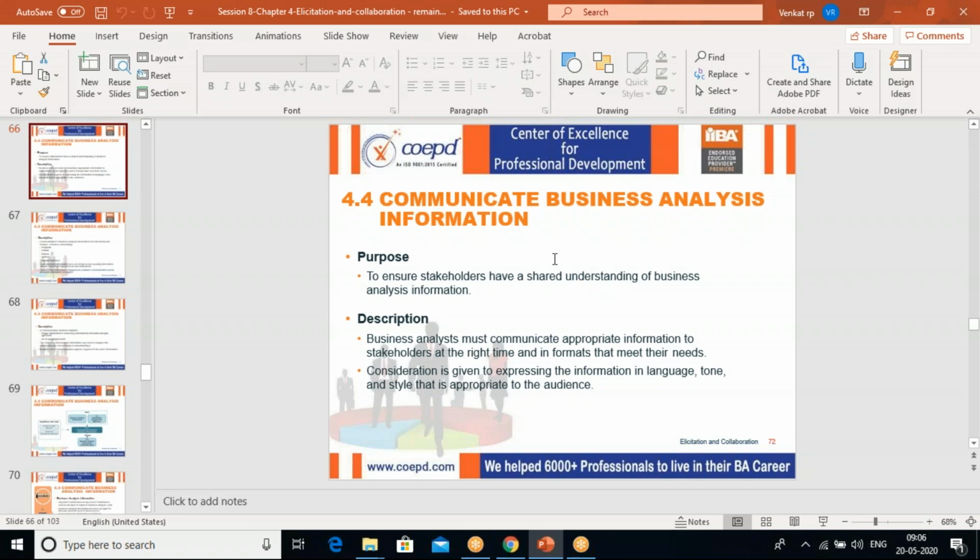The 3R: number one, the first R is right information; the second R is to the right stakeholder; and the third R is at the right time. Did you note that 3R? In 3R communication, we have to communicate the right information with the right stakeholder at the right time. And the reverse way, we have to take the right information from the right stakeholder at the right time.